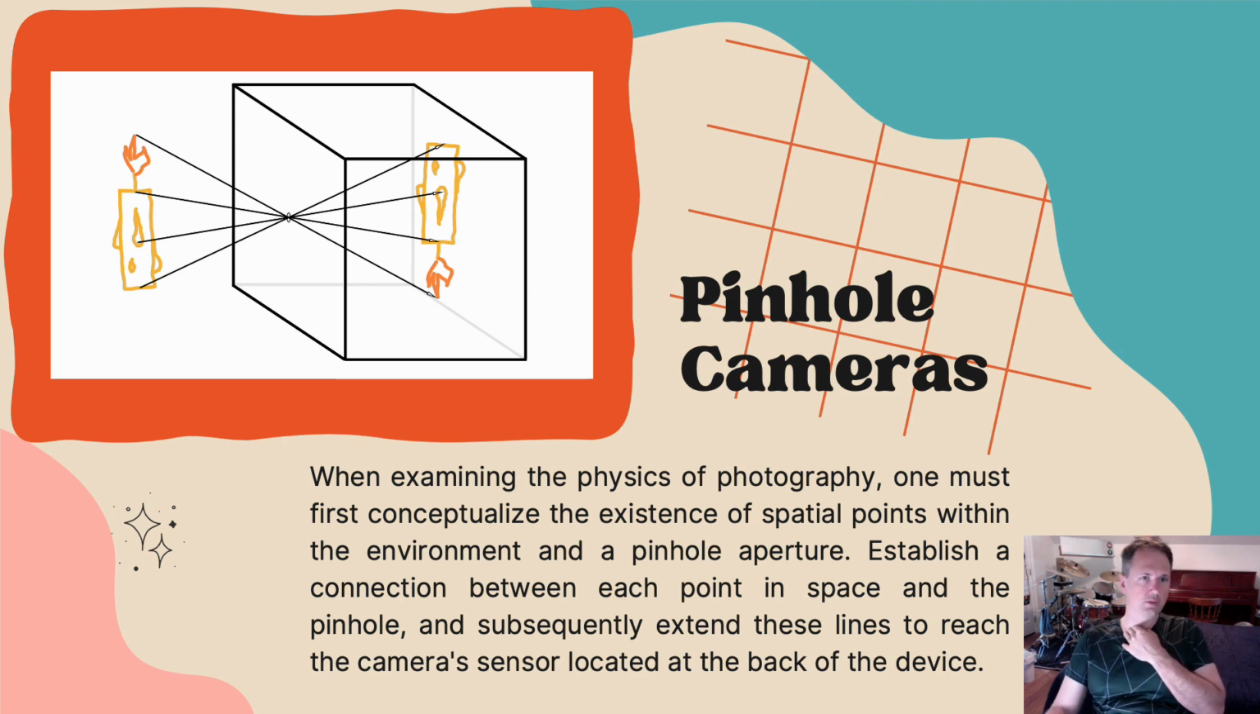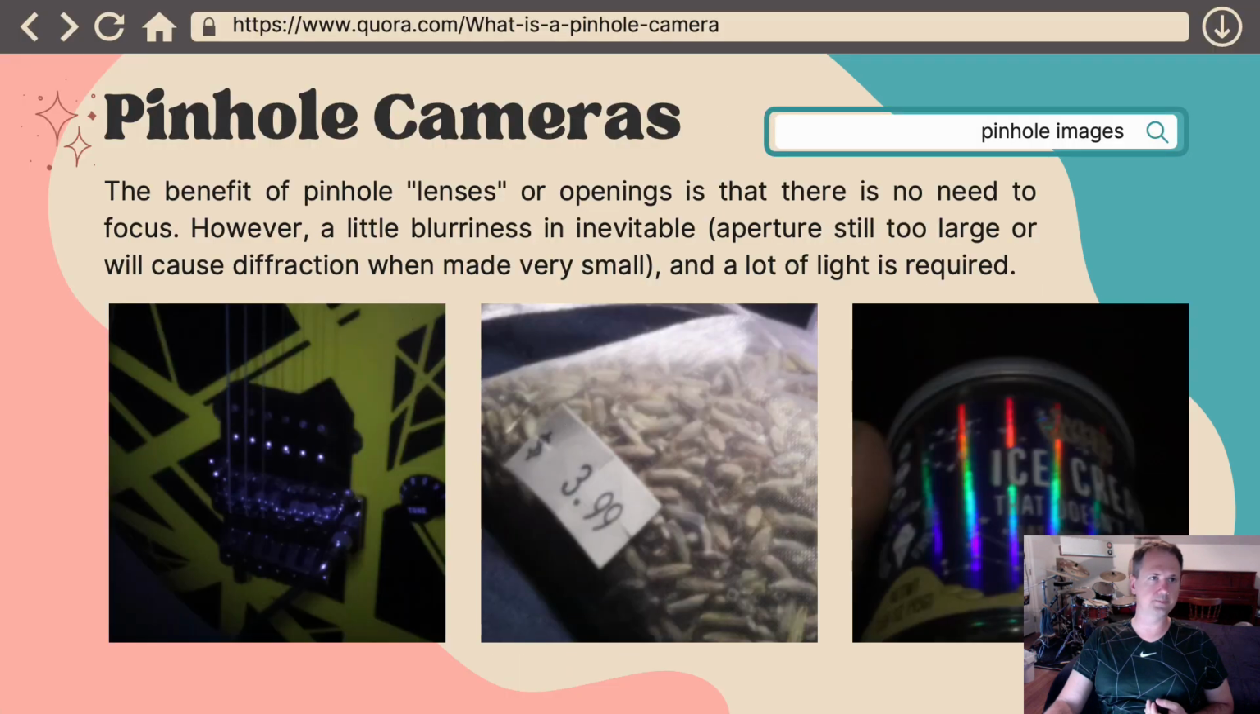So it just says, when examining the physics of photography, one must first conceptualize the existence of spatial points within the environment and a pinhole aperture, establish a connection between each point in space and the pinhole, and subsequently extend those lines to reach the camera sensor located at the back of the device. That's exactly how the eye works also. Of course, it does have a lens, but we'll get to that in a second.